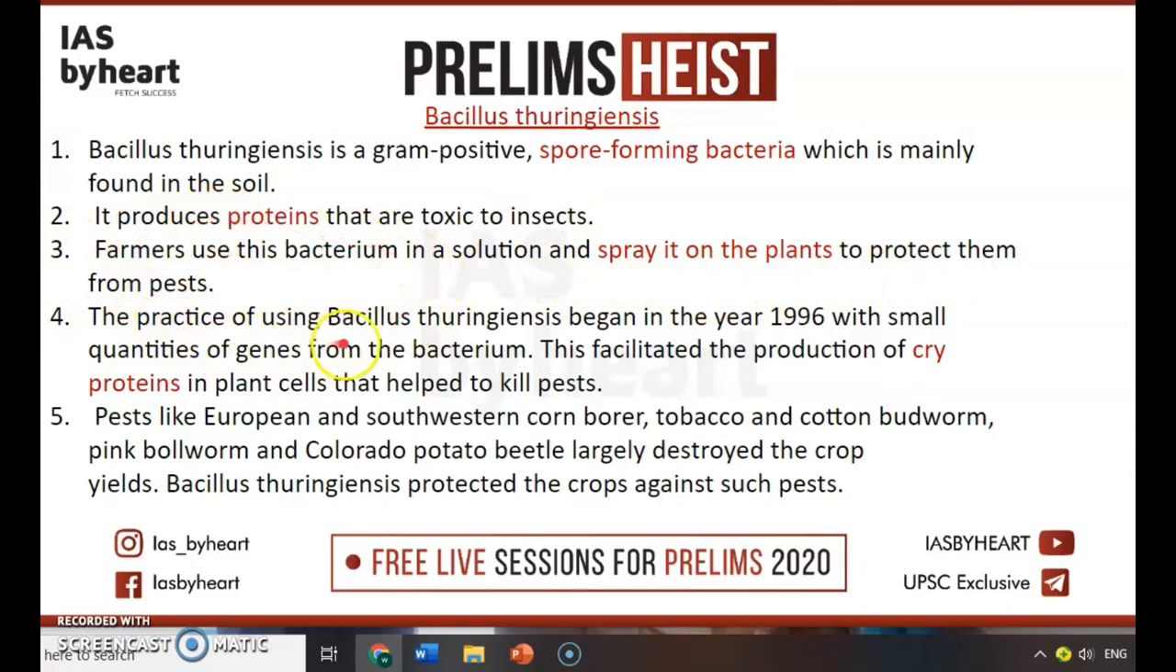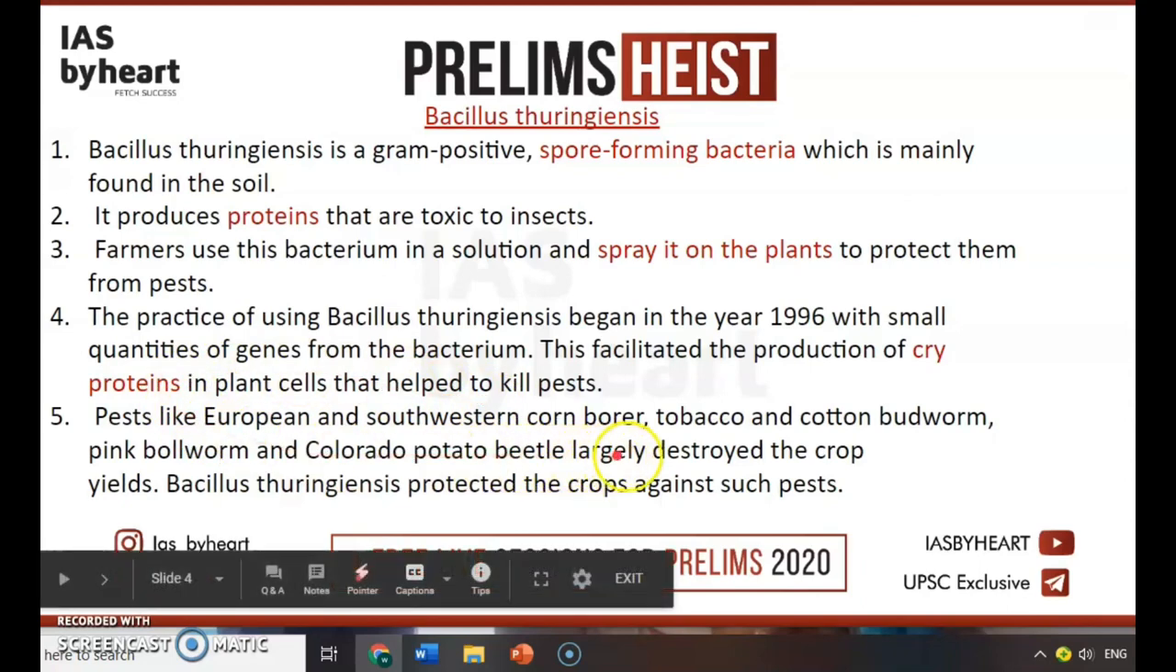The practice of using this BT began in the year 1996. This facilitated the production of cry proteins in the plant that helped to kill pests. There are some issues like European southwestern corn borer, tobacco and cotton budworm, pink bollworm and Colorado potato beetle. These types of worms largely destroy the crop, which affects our farmers. So Bacillus thuringiensis protects the crops against such pests.